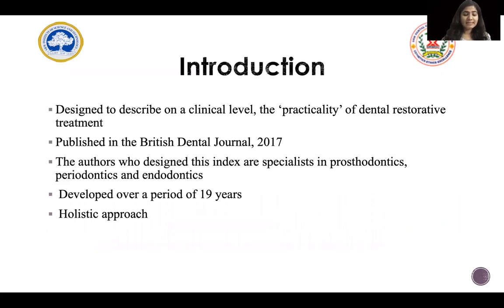So, the Dental Practicality Index describes the practicality of a restorative treatment. It is an index that describes a framework for assessing teeth and planning treatment. It was published in the British Dental Journal in the year 2017. The Dental Practicality Index is the brainchild of authors who are specialists in prosthodontics, periodontics, and endodontics. Hence, this holistic approach took almost 19 years and has been tried, modified, and tested until predictable and repeatable results were obtained.